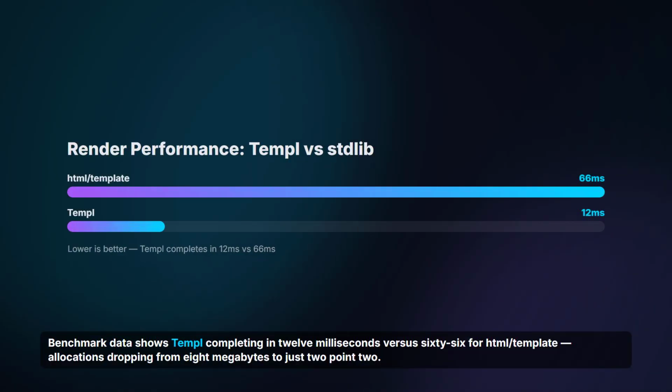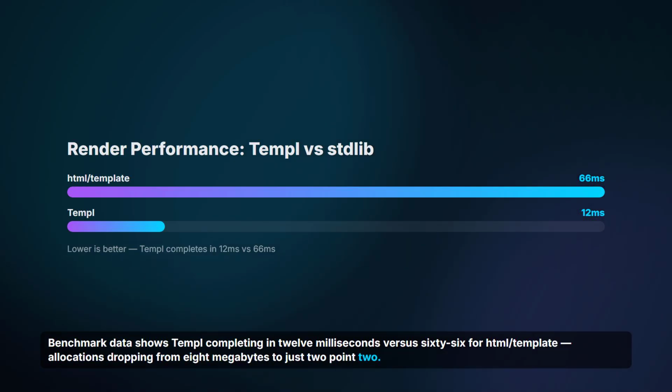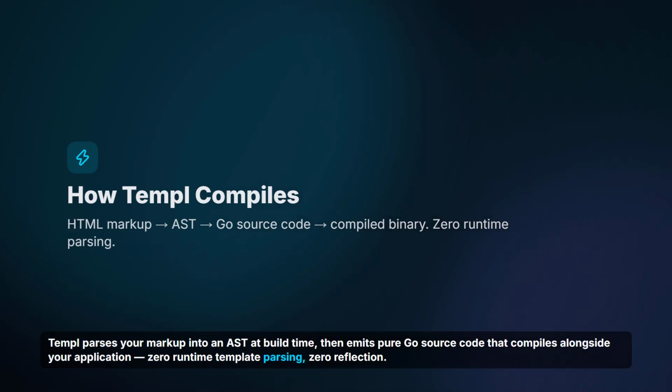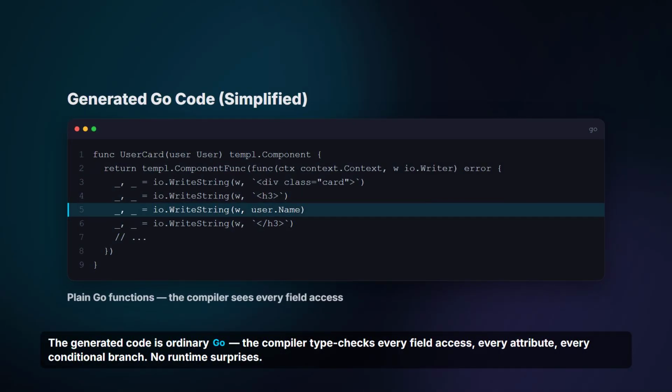Benchmark data shows Templ completing in 12 milliseconds versus 66 for HTML template, allocations dropping from 8 megabytes to just 2.2. Templ parses your markup into an AST at build time, then emits pure Go source code that compiles alongside your application. Zero runtime template parsing, zero reflection. The generated code is ordinary Go. The compiler type checks every field access, every attribute, every conditional branch.